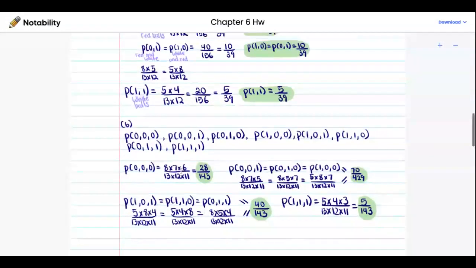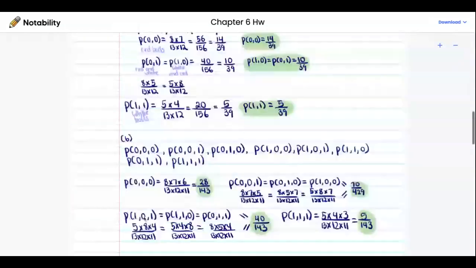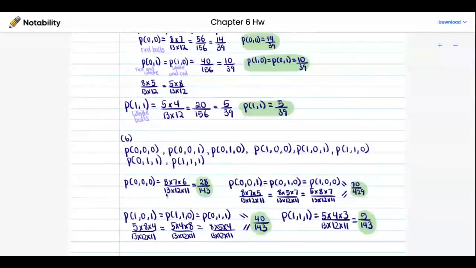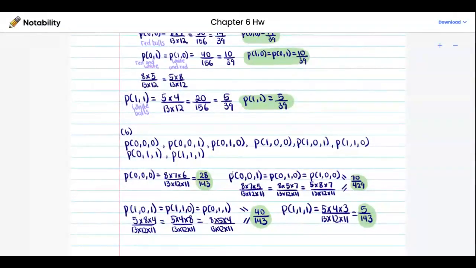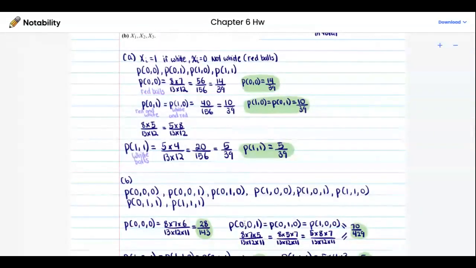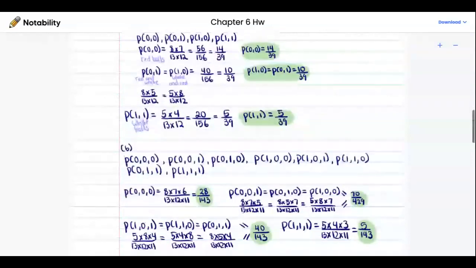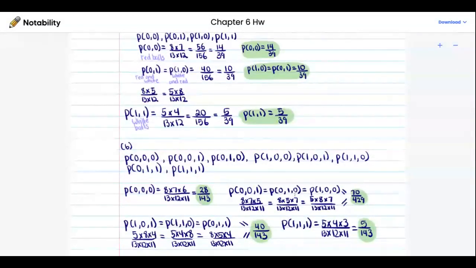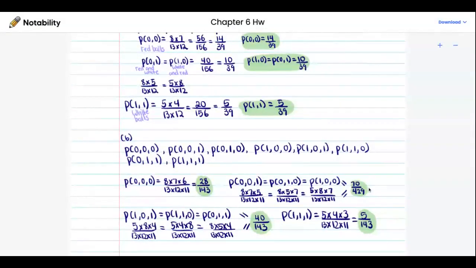For 0, 0, 0, that is 3 red balls, 8 times 7 times 6 divided by 13 times 12 times 11, which gives us a probability of 28 over 143. And the probability of having two red balls and one white ball, where probability 001 equals probability 010 equals probability 100, is 70 over 429.